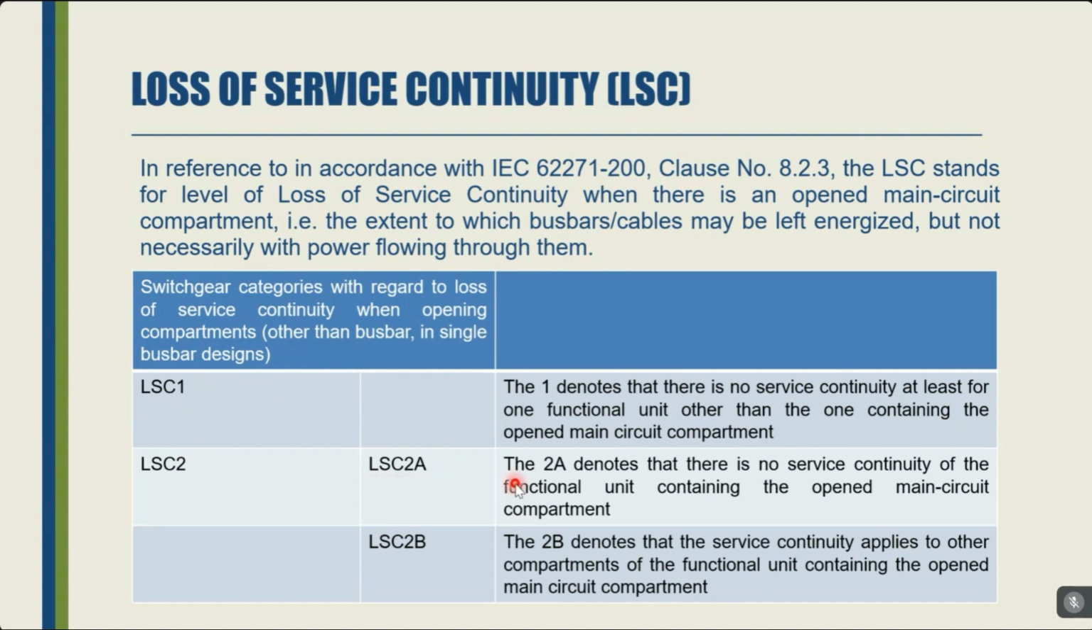Under LSC2 we have 2A. 2A denotes that there is no service continuity of the functional unit containing the opened main circuit compartment. So for the main circuit compartment which you have opened, there will be no service continuity of that functional unit. 2B refers to service continuity applying to other compartments of the functional unit containing the opened main circuit compartment. So even if you have opened the main circuit compartment, some part of the main circuit will remain energized, and apart from this main compartment, all the other functional units may remain energized. So there is no guarantee that it has been disconnected.